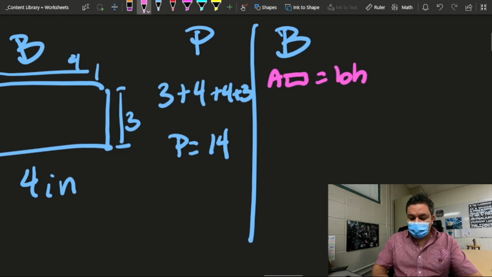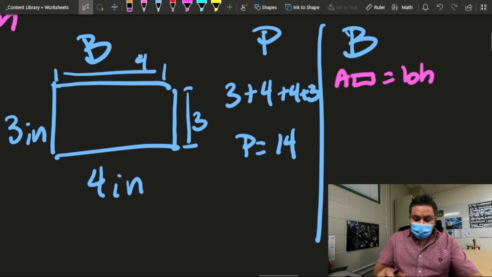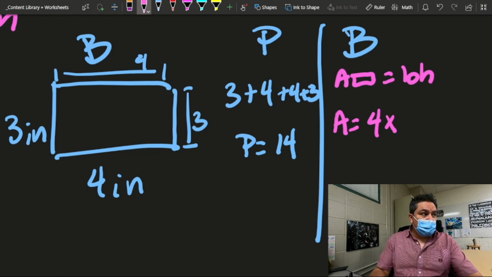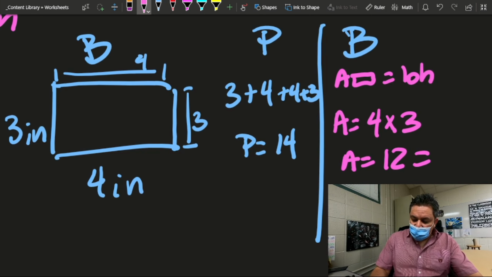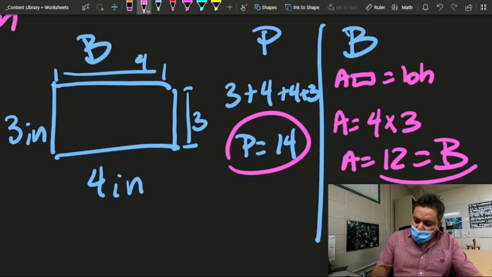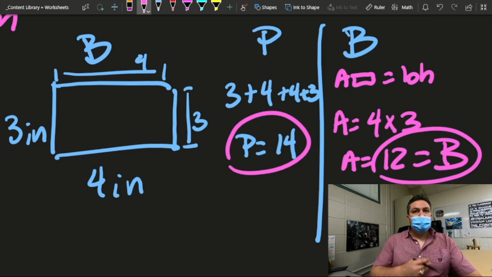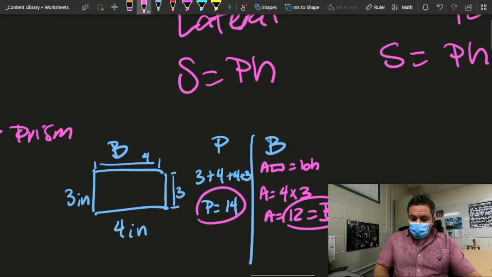So let's pay attention. If I look at this shape, because I'm only looking at the shape, right? What am I going to multiply to find the area? What's my base? 4 times, what's the height? 3. 4 times 3 is 12, and this is uppercase B. So I found P and I found B. Any questions about this?